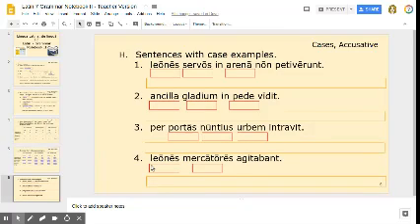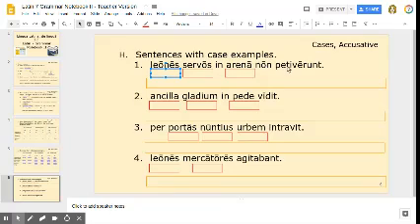So now we're going to start looking at what cases they are. That's what we're going to fill in, the cases and numbers. The case, nominative, accusative, or ablative, and number in this case is singular or plural. And then in the orange boxes, we're going to put the meanings, okay? So, leones servos in arena non petiverunt.